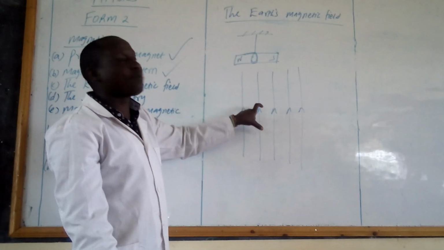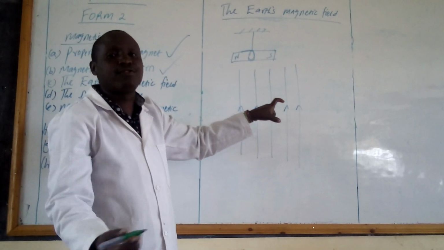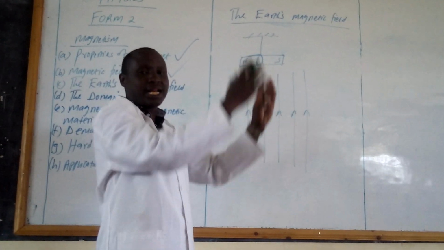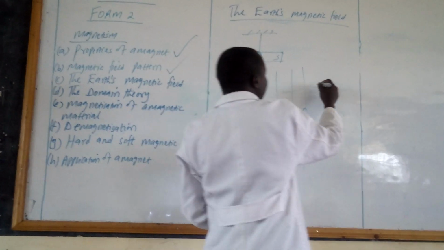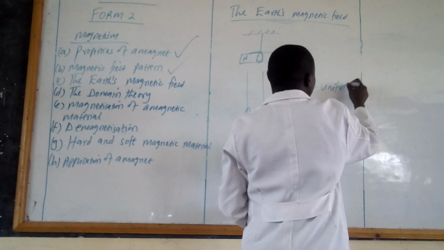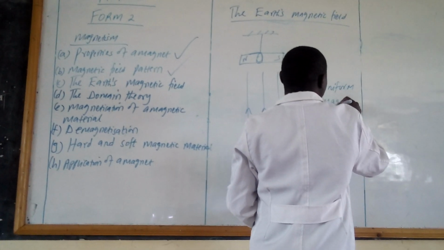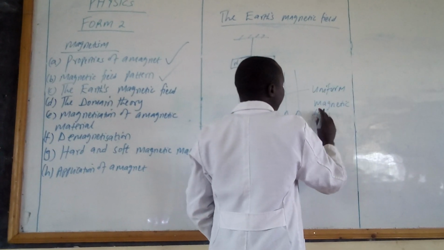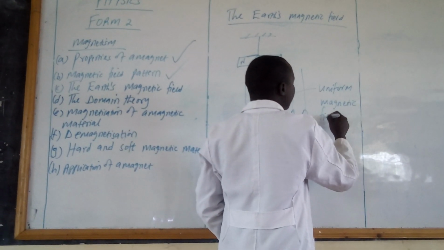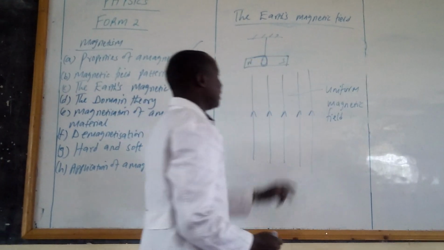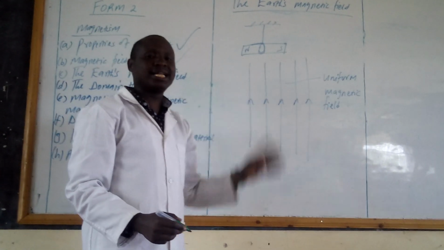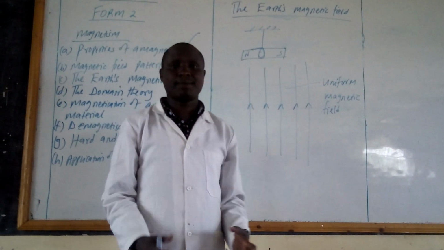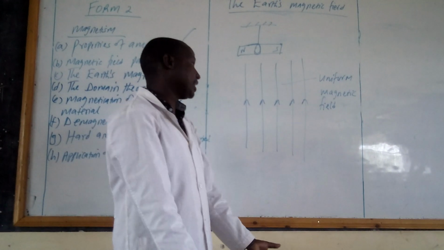And then this one is an example of a uniform magnetic field. Because when you check this one, they are uniform and they are parallel to each other. So this one is a uniform magnetic field. And this one now is what we call the Earth magnetic field. So then we have said that the Earth is a magnet. It is having a special magnet also.